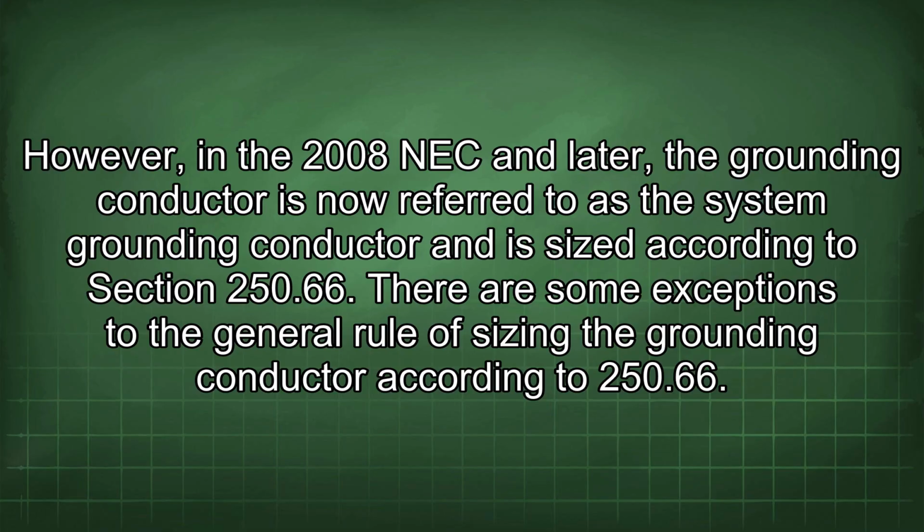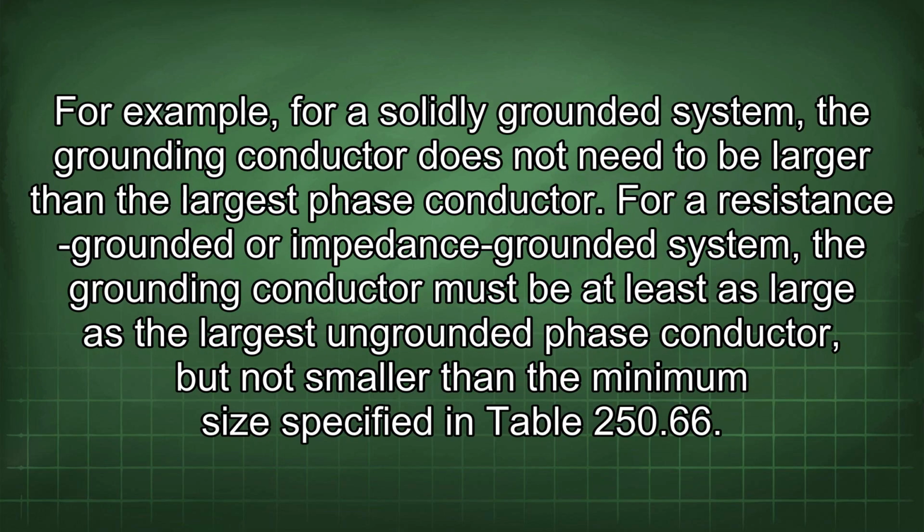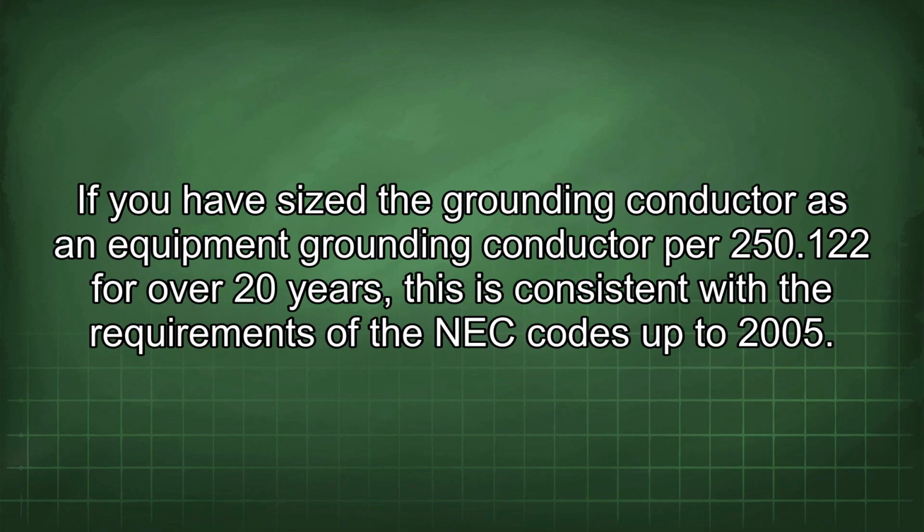250.66. There are some exceptions to the general rule of sizing the grounding conductor according to 250.66. For example, for a solidly grounded system, the grounding conductor does not need to be larger than the largest phase conductor. For a resistance grounded or impedance grounded system, the grounding conductor must be at least as large as the largest ungrounded phase conductor, but not smaller than the minimum size specified in Table 250.66.